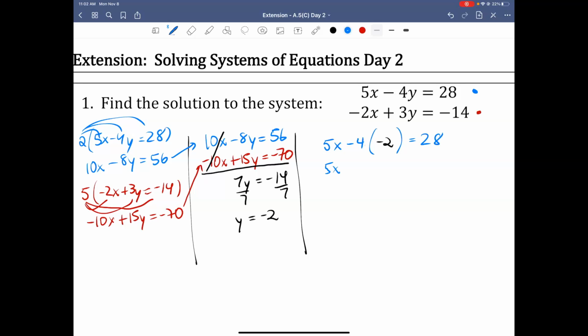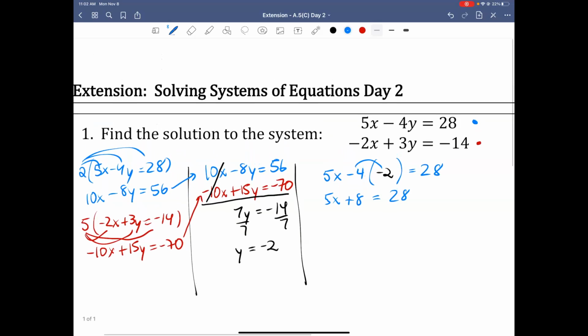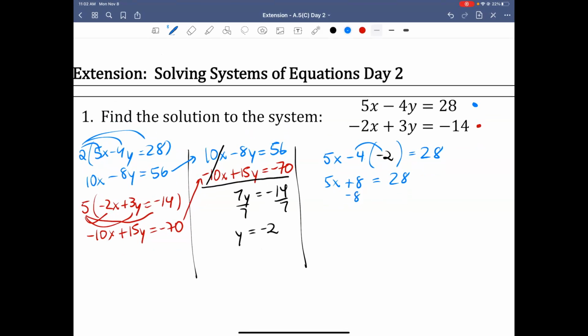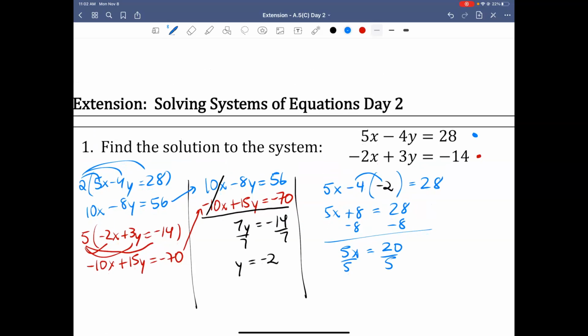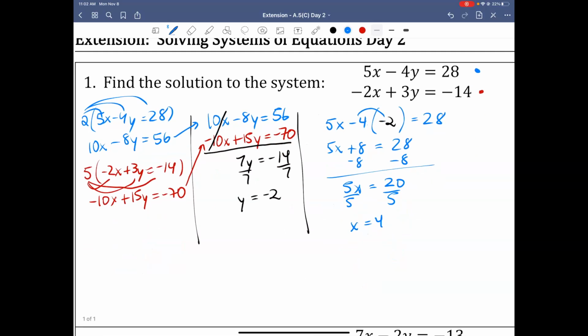5x, negative 4 times negative 2 is going to be positive 8, is equal to 28. In order to solve this equation for x, we will subtract 8 on both sides. That will give us 5x is equal to 20, and then divide both sides by 5 so that we get x is equal to 4. Therefore, the solution to this system of equations will be the ordered pair (4, -2).